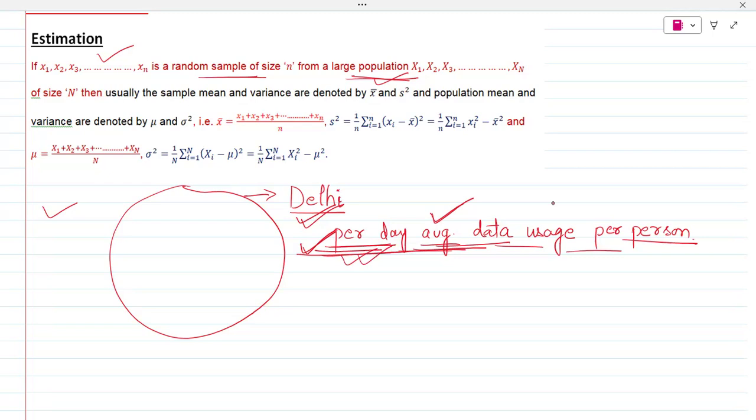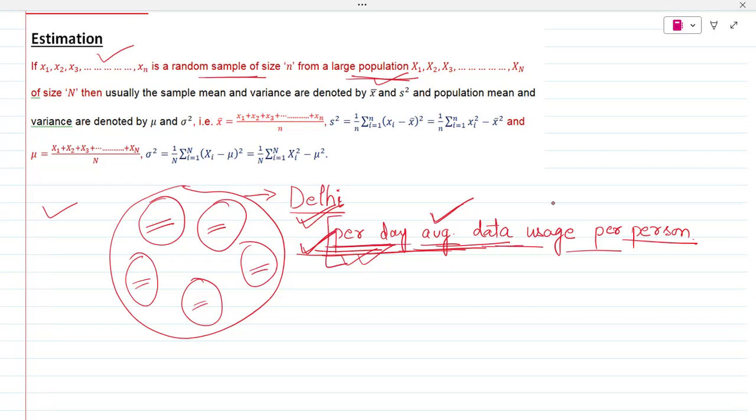To estimate that, we will take samples from different parts of Delhi, and from the data usage of these samples, we will try to estimate the per day average data usage for the whole of Delhi. Here, Delhi I will call my population. So what is population? Here Delhi is my population.